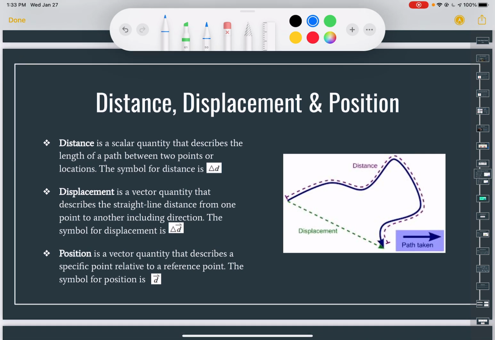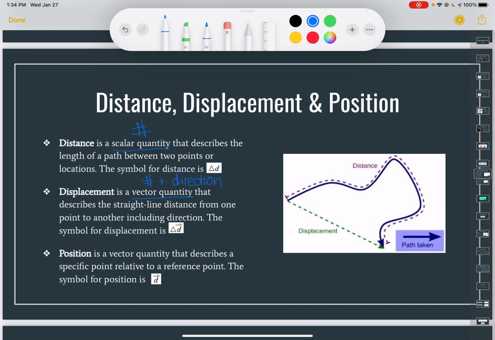Looking at distance, displacement, and position. Well, some more terms to learn is the difference between distance and displacement. Students sometimes have a lot of trouble with this, but basically distance is, again, a scalar quantity. So this just means it's a number. So you say you went 50 kilometers, all right? When we're talking about displacement, on the other hand, that is a vector quantity. So this includes a direction. So it's a number and a direction.